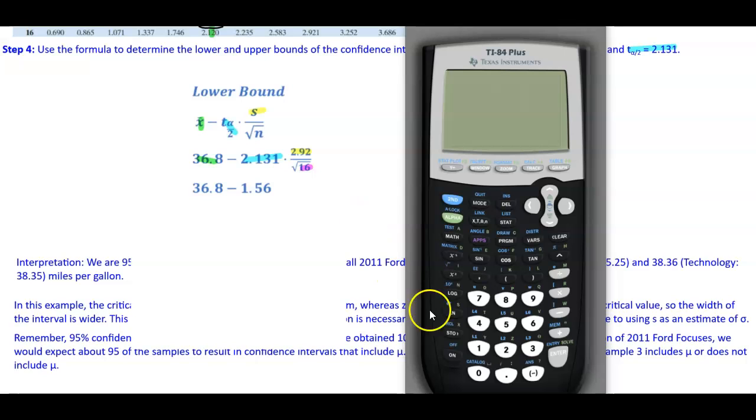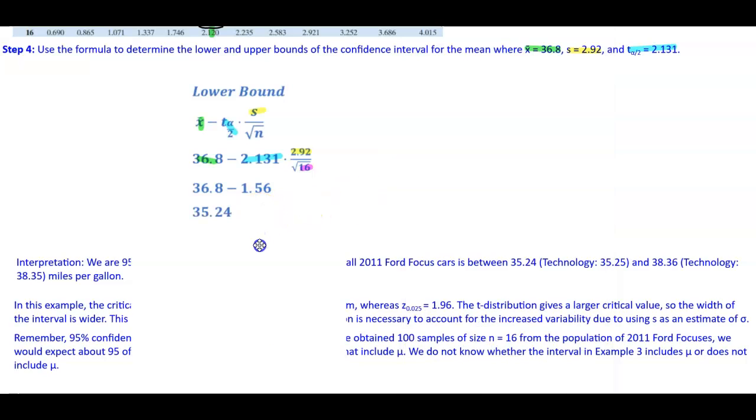So on our calculator, we have 2.131 times parentheses 2.92 divided by the square root of 16. And so we get, rounded, 1.56. So if we take 36.8 and then subtract that number, using the second answer key, it gives us 35.244. And therefore we get 35.24 as our lower bound.